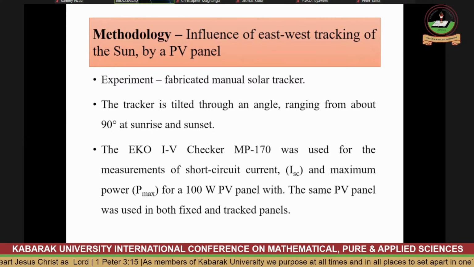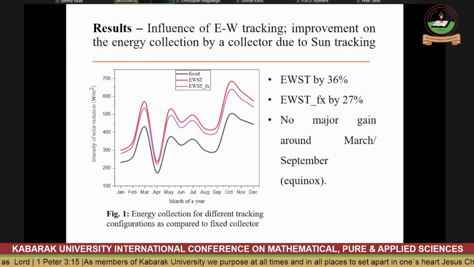We used a 100-watt PV panel, and the panel was used for both systems: the tracked system and the fixed system. In this case, also we have the east-to-west solar tracker and the fixed angle east-to-west solar tracking. We have done that in the theoretical case, and also in the experimental part, we have considered those two tracking configurations. And here are the results of this study. As I said, this is part of a study which was designing a dual axis solar tracker optimized for Dar es Salaam, to determine the influence of tracking both north-south movement of the sun and daily east-west movement of the sun.